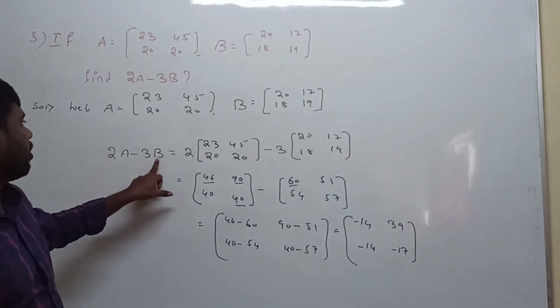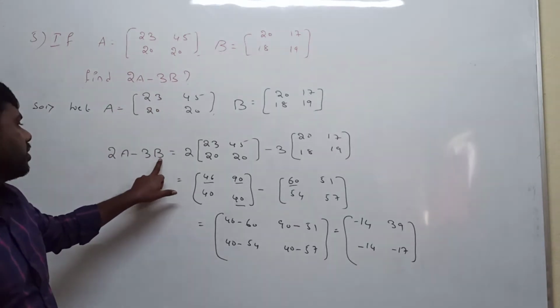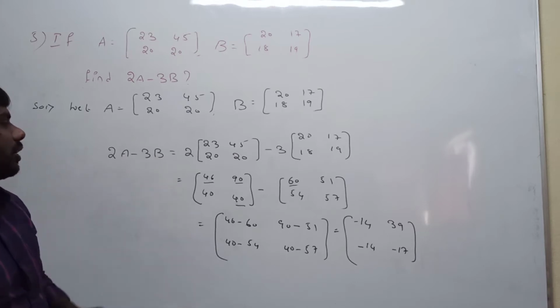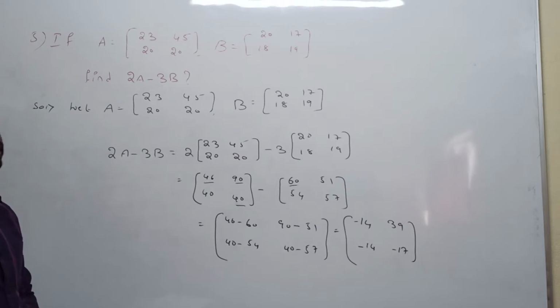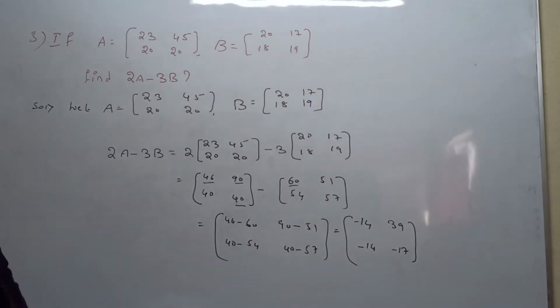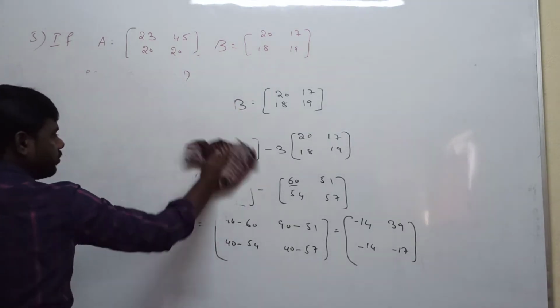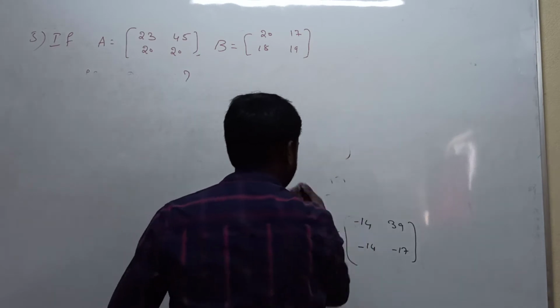So 2a minus 3b means the A matrix, each element multiplied by 2, minus 3b means the B matrix multiplied by 3. So after that we have to calculate subtracting the two matrices. Everyone understood? Is it clear? Next we are going to the sixth problem. Very easy. How to subtract two matrices? Very easy.